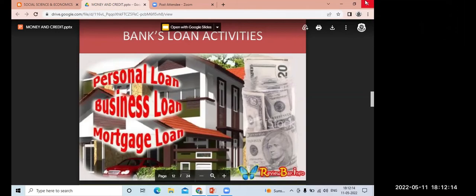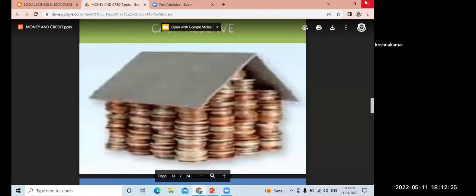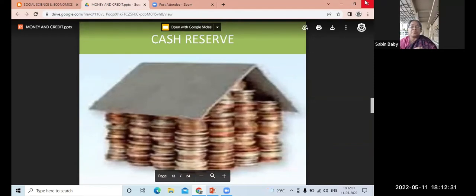Now, let's come to the term cash reserve. What is cash reserve? Have you heard about this term? Money kept aside to do the day-to-day affairs.